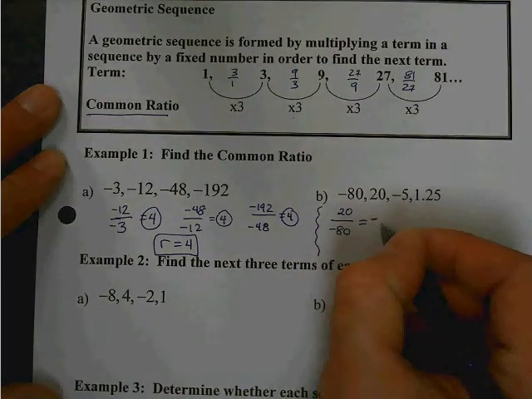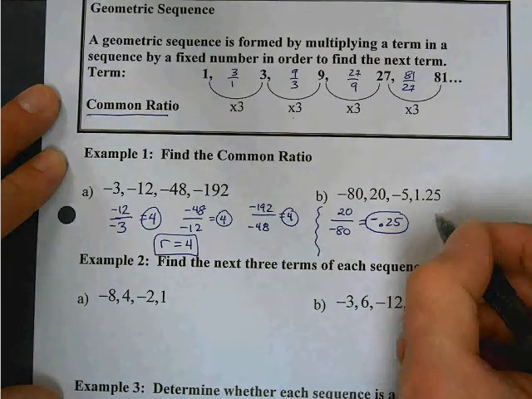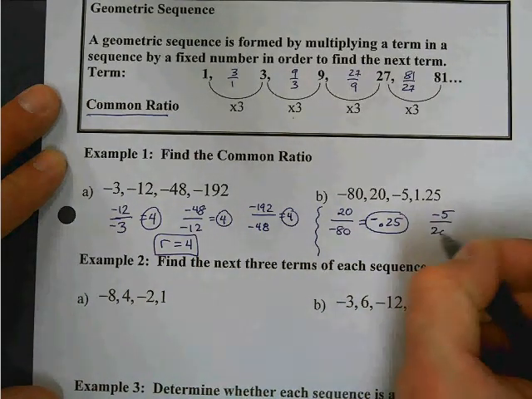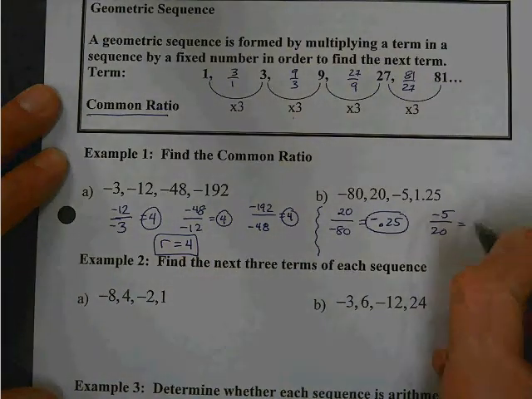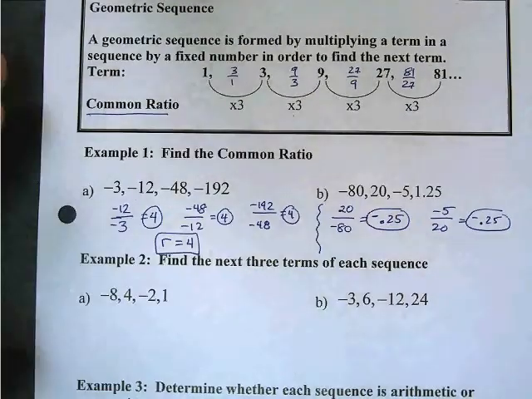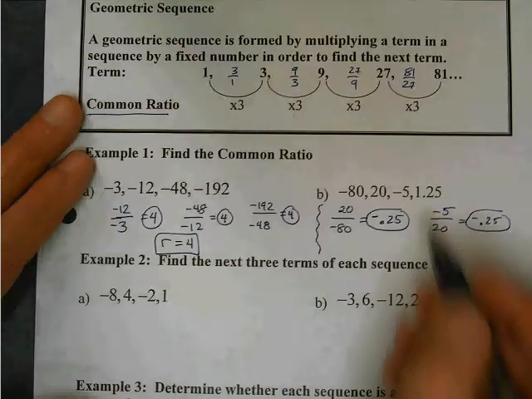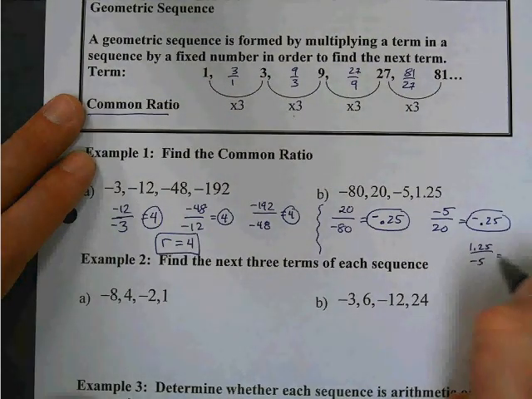Negative 0.25. Negative a quarter. All right, let's try the next one. Negative 5 divided by 20. Is it the same? All right, yes. Negative 0.25. Try your last one because you've got to make sure. 1.25. It is? Okay. So you've got to make sure that they're all the same.